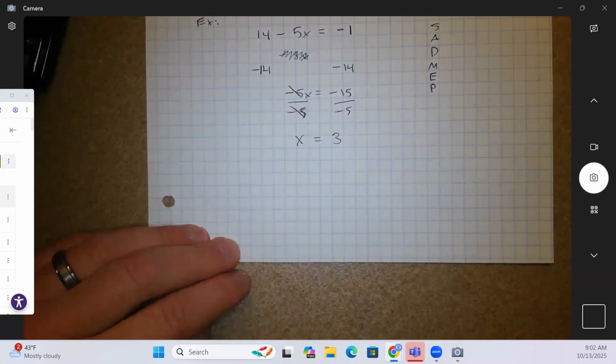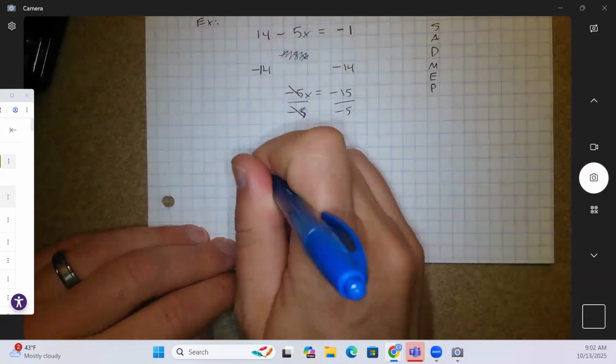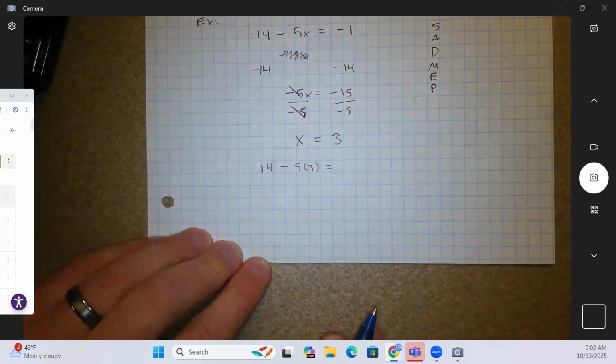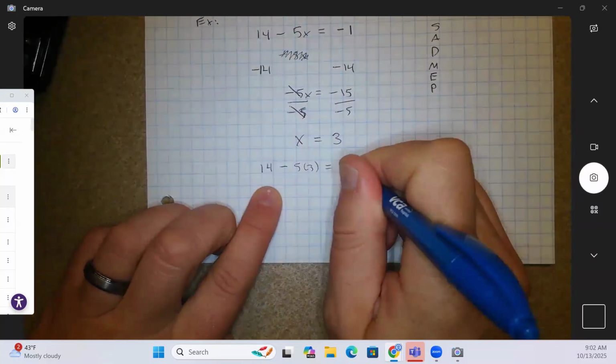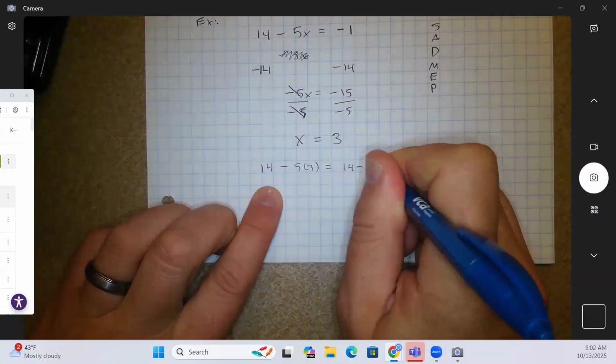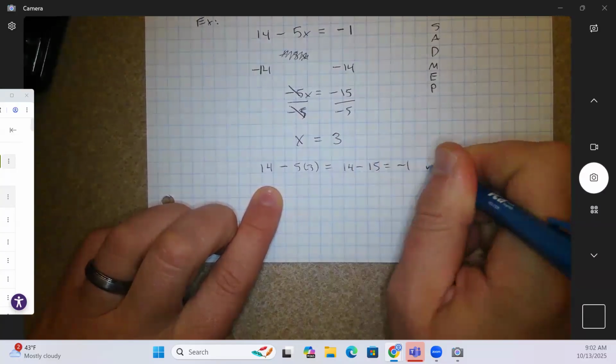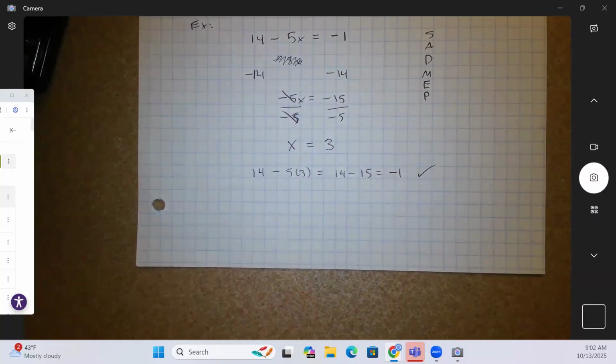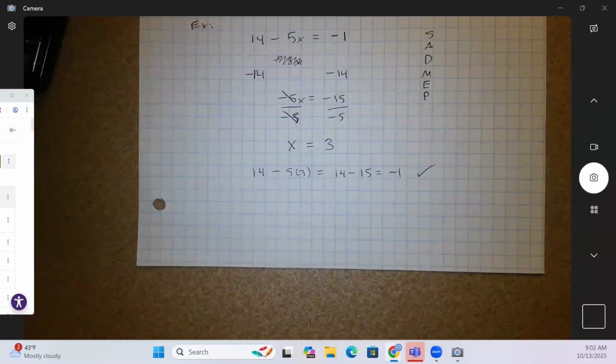And let's check. Try to forget all the other work you did and just go back to the very original equation. 14 minus 5 times 3 is 14 minus 15, and that's the -1 that it had to give. Right, so the complexity of the equations can be a lot bigger, and you have to kind of be more careful and more systematic when you decide what operations am I going to undo.